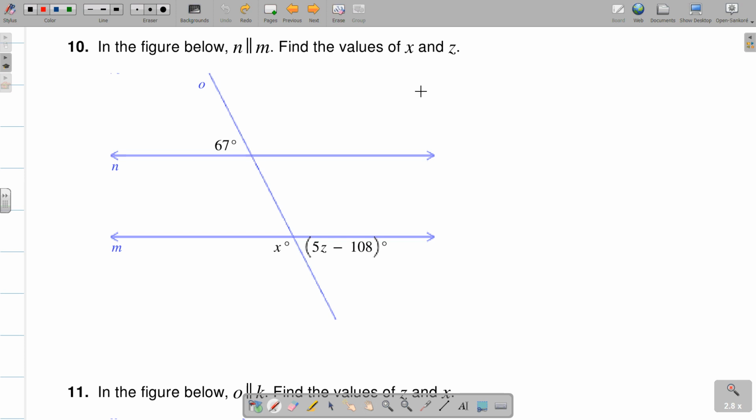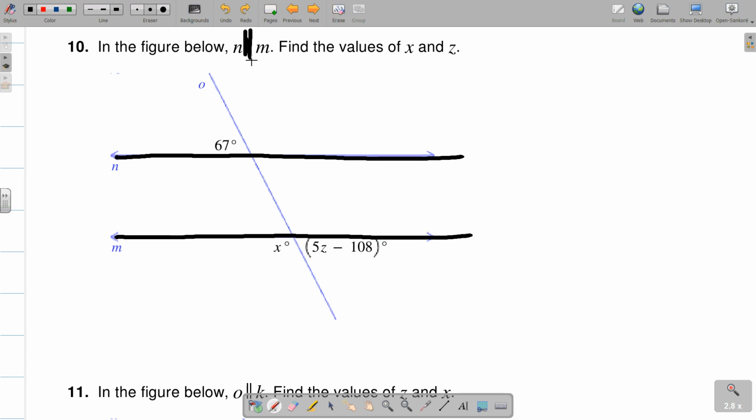Okay, let's do our corresponding angles first. If these lines are parallel, which they are, corresponding angles are equal. That's one in, one out, same side. So that's 67, that's 67. Okay. Now X is easy. All you need to do to solve for X is sweep the rainbow. There's the rainbow. That's 180.